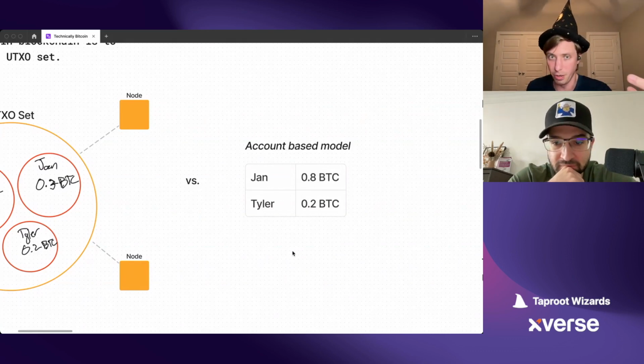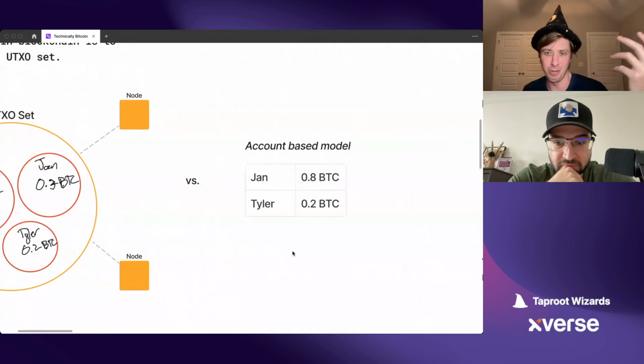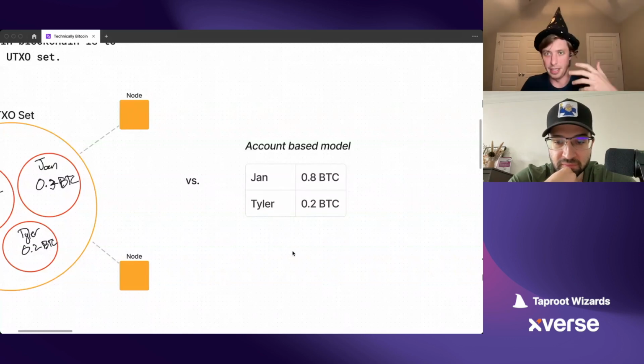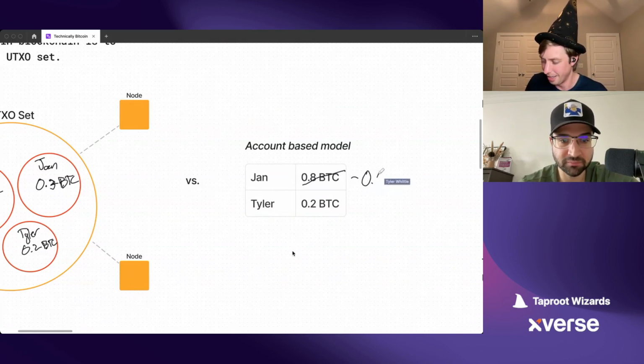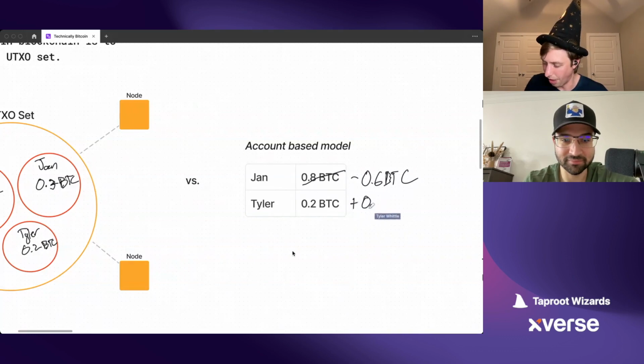Now, that's different than the account-based model. This is what Ethereum runs off of. In Ethereum, there is no difference between one Ether and another Ether, whereas there is a difference between one piece of Bitcoin and another piece of Bitcoin. So for instance, in the account-based model, let's say you, Jan, want to send me 0.6 Bitcoin. It's easy. We just say, okay, debit Jan's account minus 0.6 BTC. And then you're able to say, I want to send it to Tyler. And it says, okay, credit Tyler 0.6 BTC.